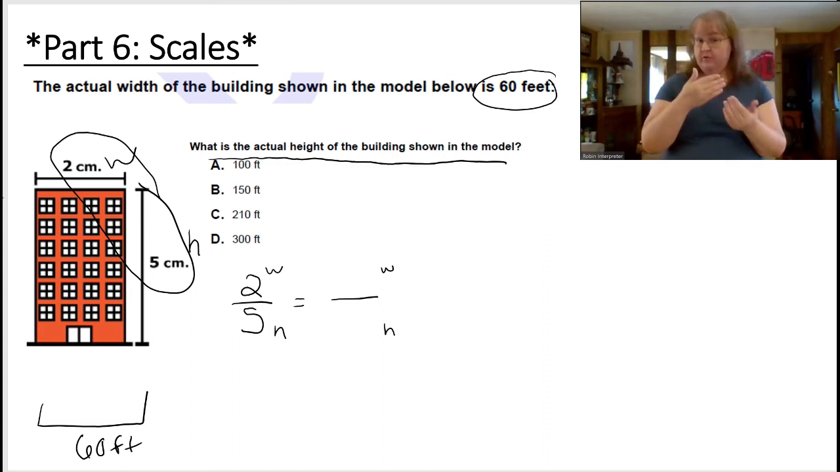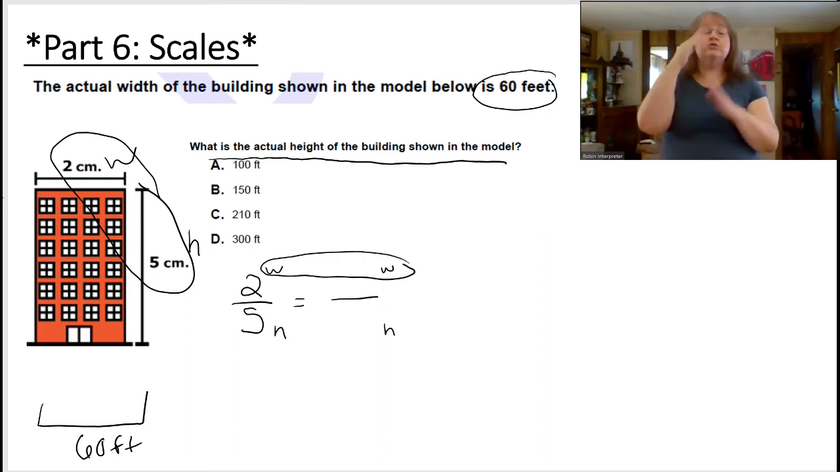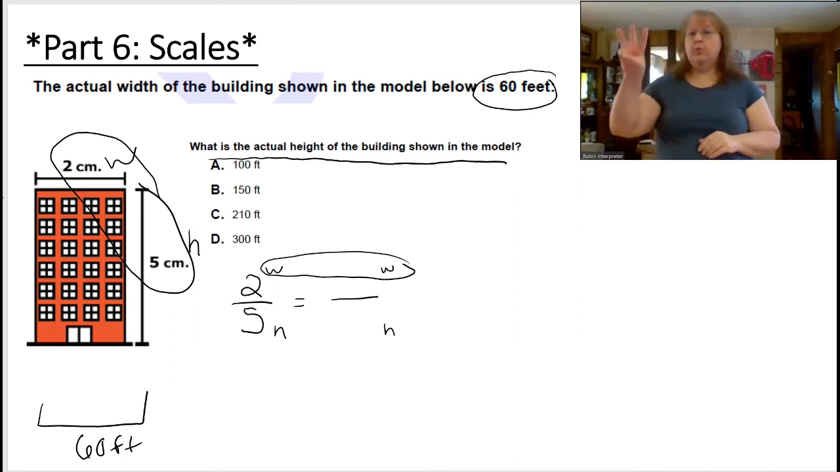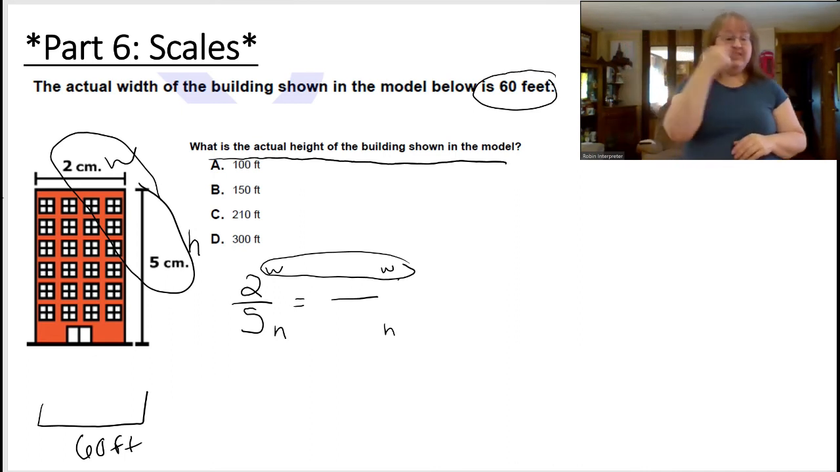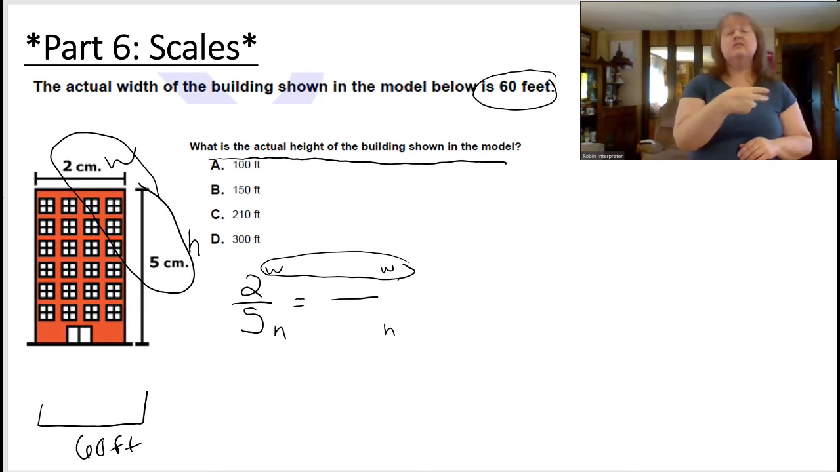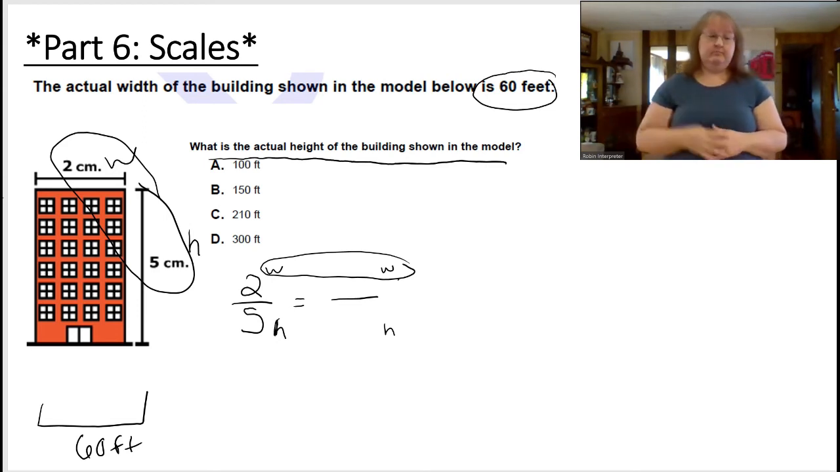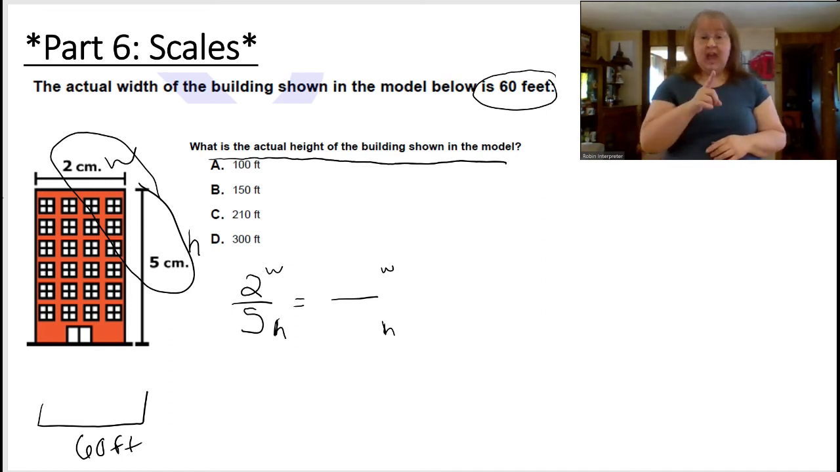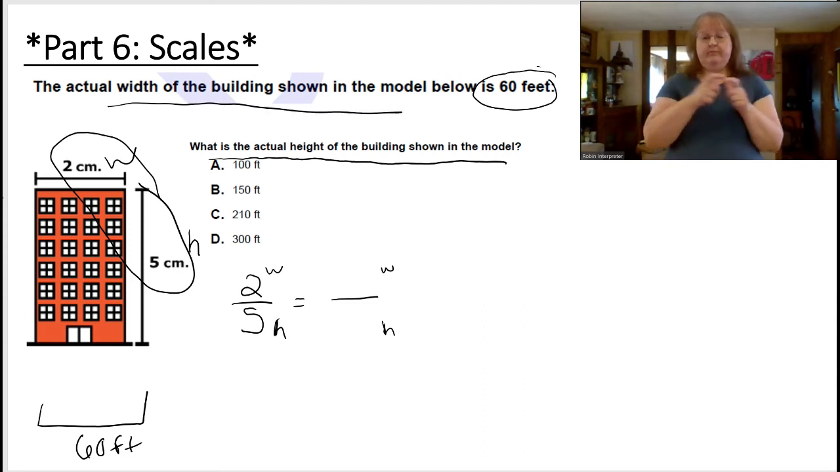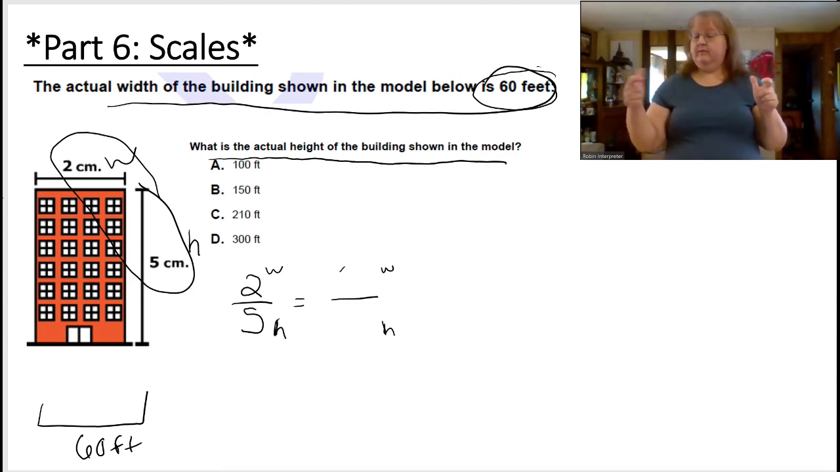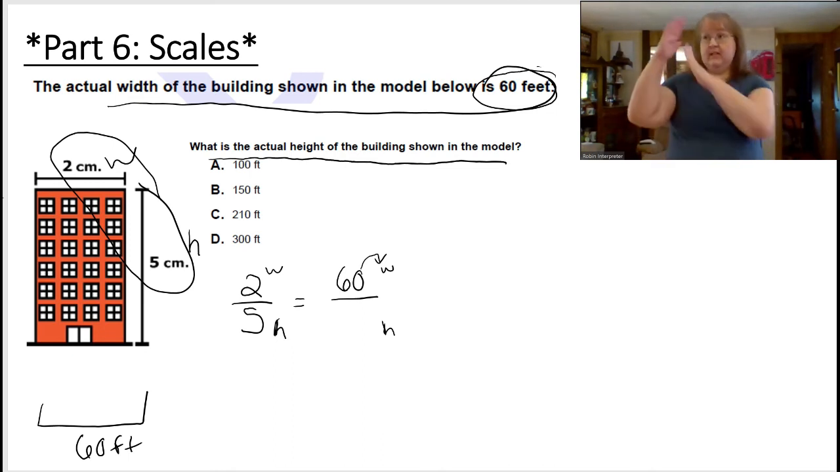So width and height. Remember, whatever unit is on top should be the same unit across. So if it's width on top, it should be width on top for the second numerator. If it's height on bottom for the first denominator, then it should be height on bottom for the second denominator. They should match across. The actual width of the building is 60 feet, so that goes here because it's width. Remember, width is on top. We set it up that way.